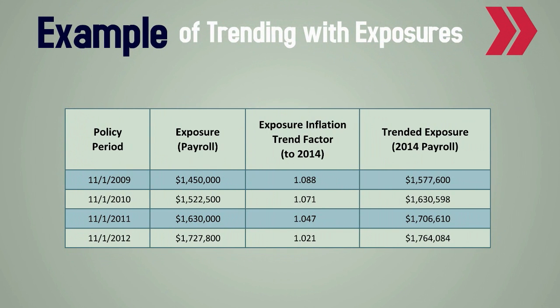Here's an example of how the exposure base for a workers' compensation study, which is payroll, is trended to current dollars. So this analysis was being completed for a 2014 time period, and the historical exposure amount, for example, for November 1st, 2010 was $1,522,500. That is multiplied by an exposure inflation trend factor to bring those 2010 dollars up to 2014, and the actuary has determined that number is 1.071. So the exposure payroll is multiplied by 1.071, and that is how we determine the trended exposure amount of $1,630,598.